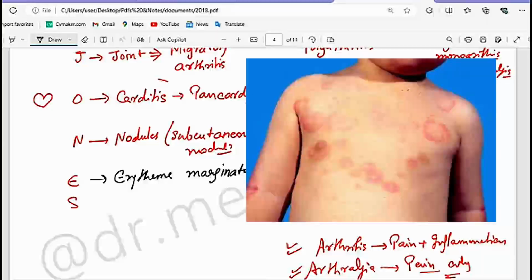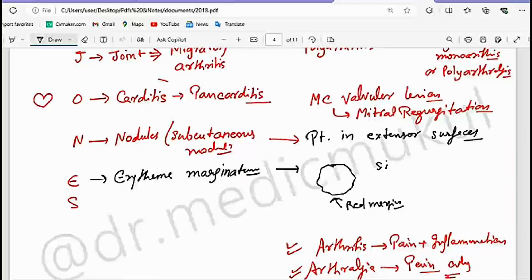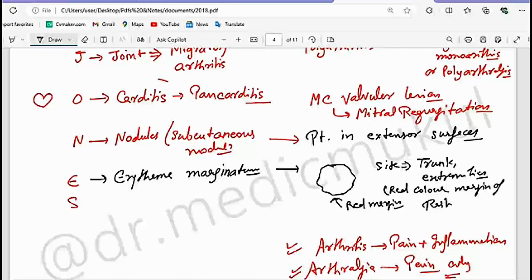In erythema marginatum, there will be a red margin. Most probably you will see it on the trunk and extremities. There would be a red-colored margin of the rashes in erythema marginatum, and most probably it will be present on the trunk and the extremities.